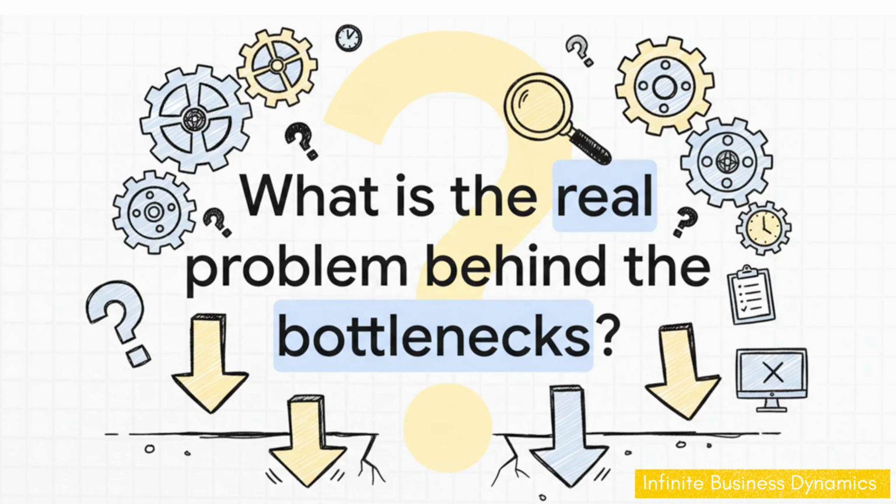But a bottleneck is still just a symptom, right? Why do those manual approvals take so long in the first place? Why isn't the system getting updated faster? We have to dig one level deeper to really get to the source of the problem.